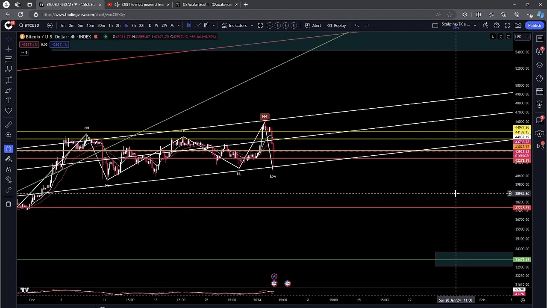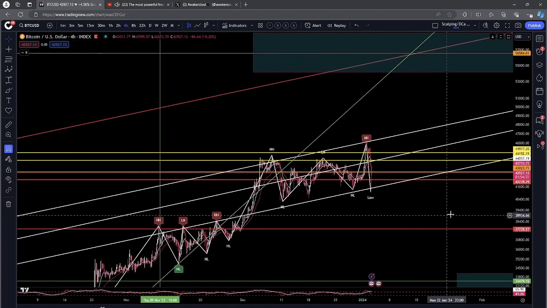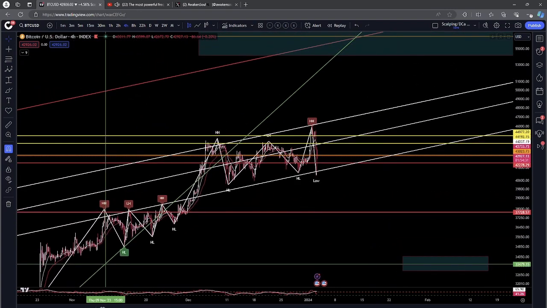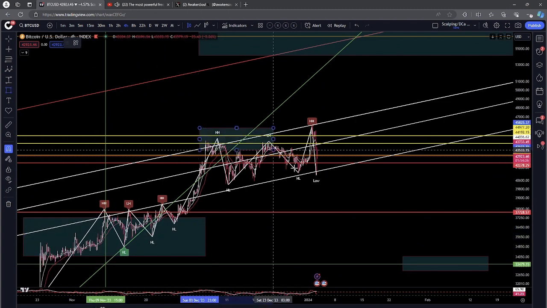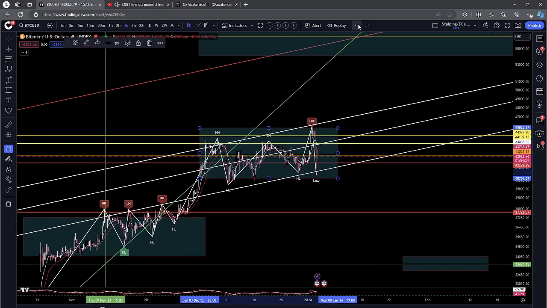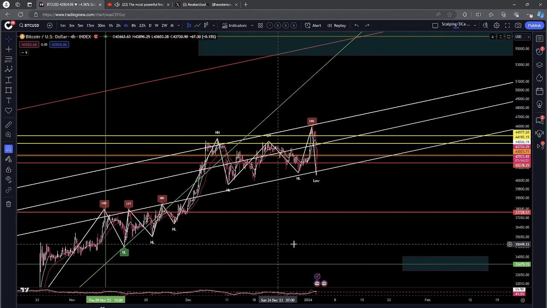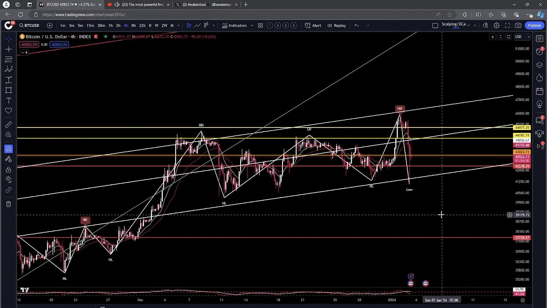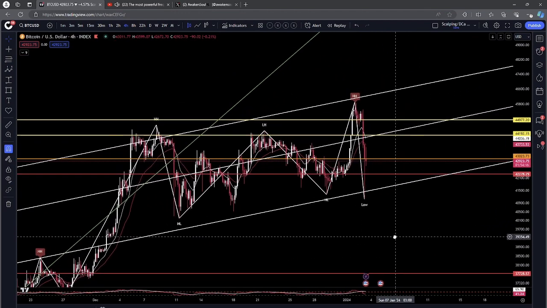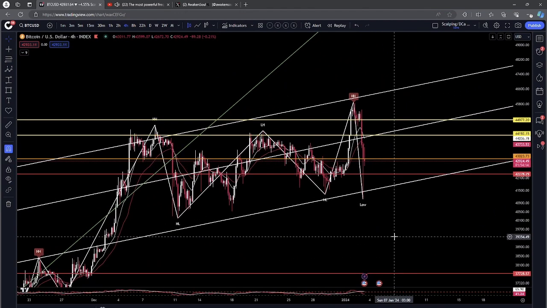Okay. So my 4 hours. On my 4 hours, just like at my daily, we have one contraction phase, two contraction phases. So in this contraction phase, where price action is, we have to understand and see what is price action doing. What are the possible patterns that we see here?